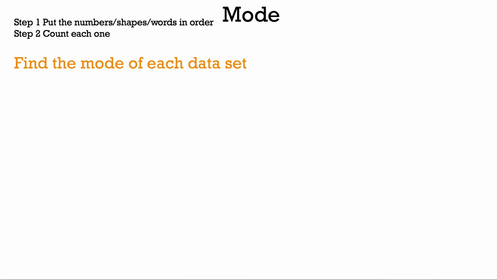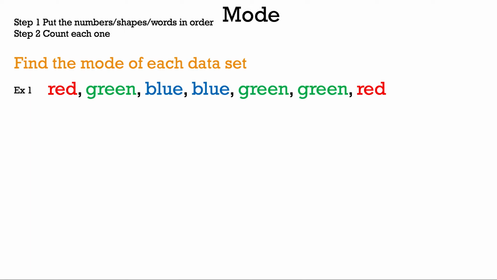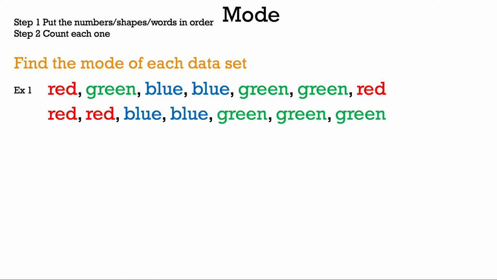So let's go ahead and switch platforms, and we're going to do words now. So once again, let's take a look at this example. We put them in order. We have 1 red, 2 blues, and 3 greens. So in that case, my mode is green.